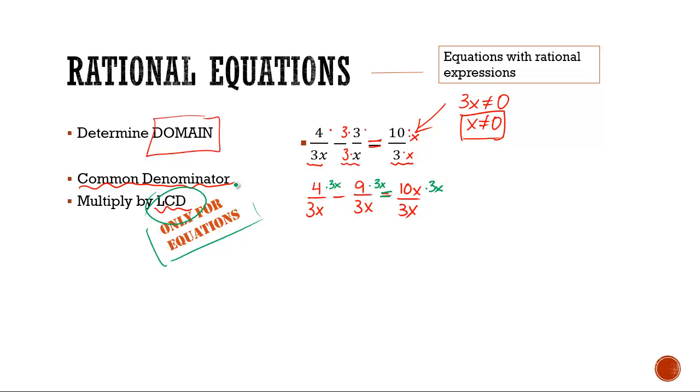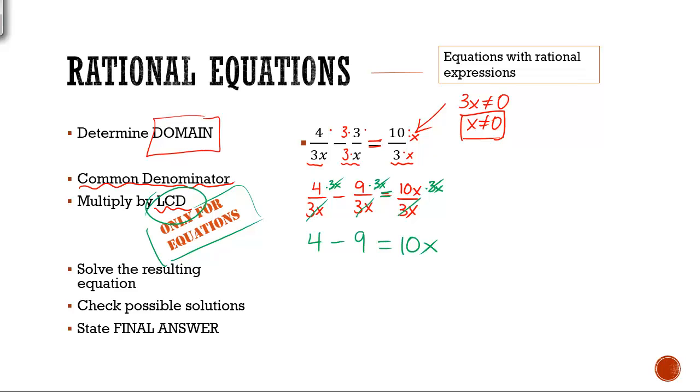So notice you can only do this for equations. Do not attempt doing this when you do not have an equal sign because it will not be correct. Okay, so multiply by 3x, divide by 3x, that's gone. Multiply by 3x, divide by 3x. Similarly, you're left with 4 minus 9 equals 10x. Great! Now, we can solve the equation, check our solutions, and state our final answer.